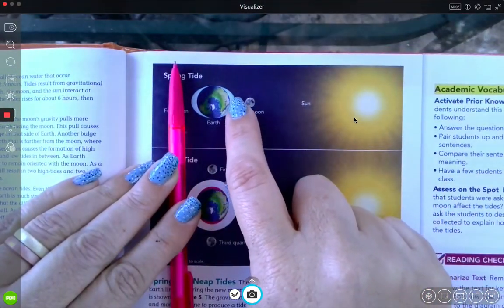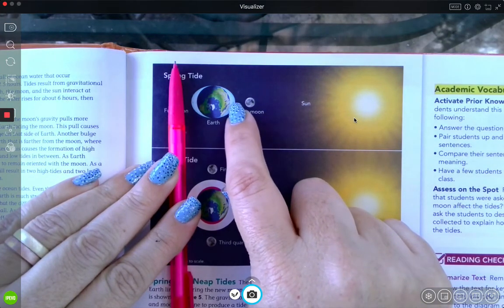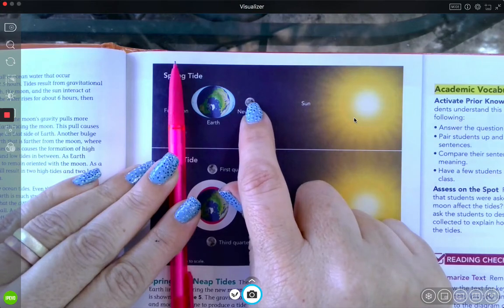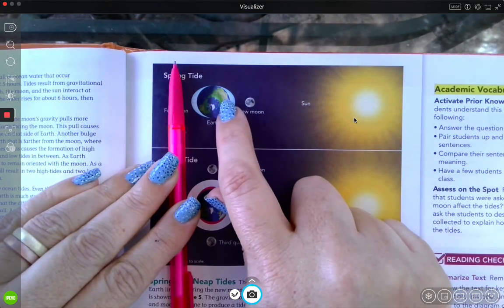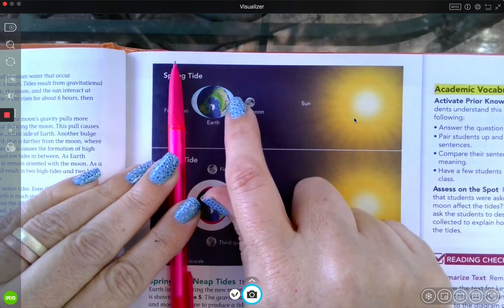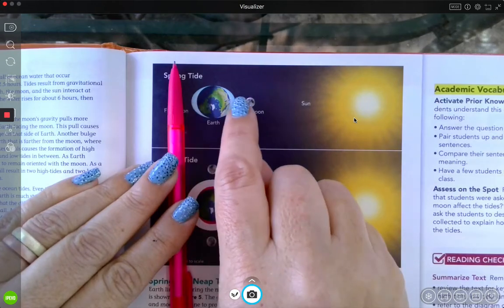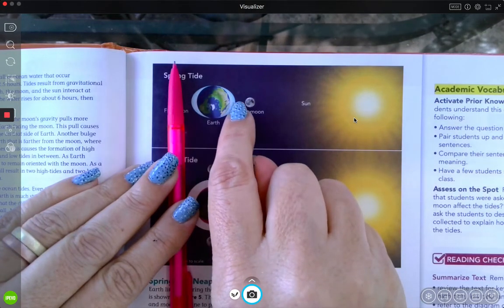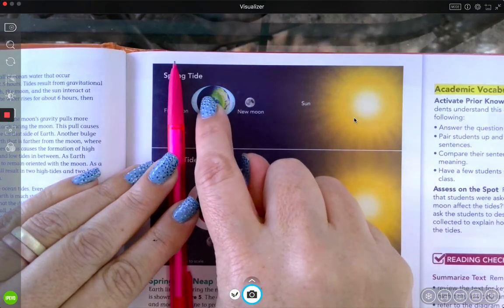So here we have the tidal bulge. Remember, the tidal bulge is always on the side of the moon. The moon's gravitational pull between the Earth and the moon is making the water, that tidal bulge, flow to it. And then there's always a tidal bulge on the other side. So these are high tides, and wherever the moon is not would be the low tides.